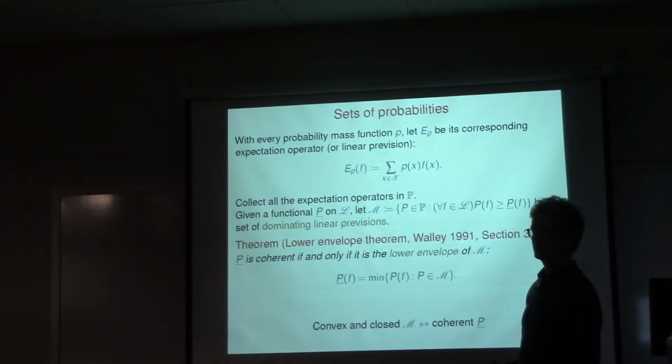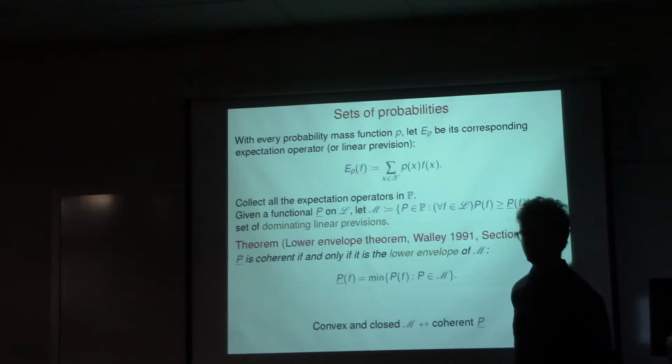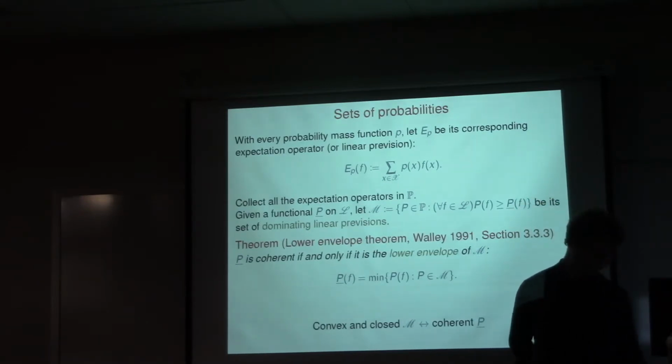Oh, you're just saying that if I were to derive the set of dominating linear previsions from this lower prevision, and that this lower prevision happens to also be the minimum of all of that, then it's coherent. Yes. Exactly.